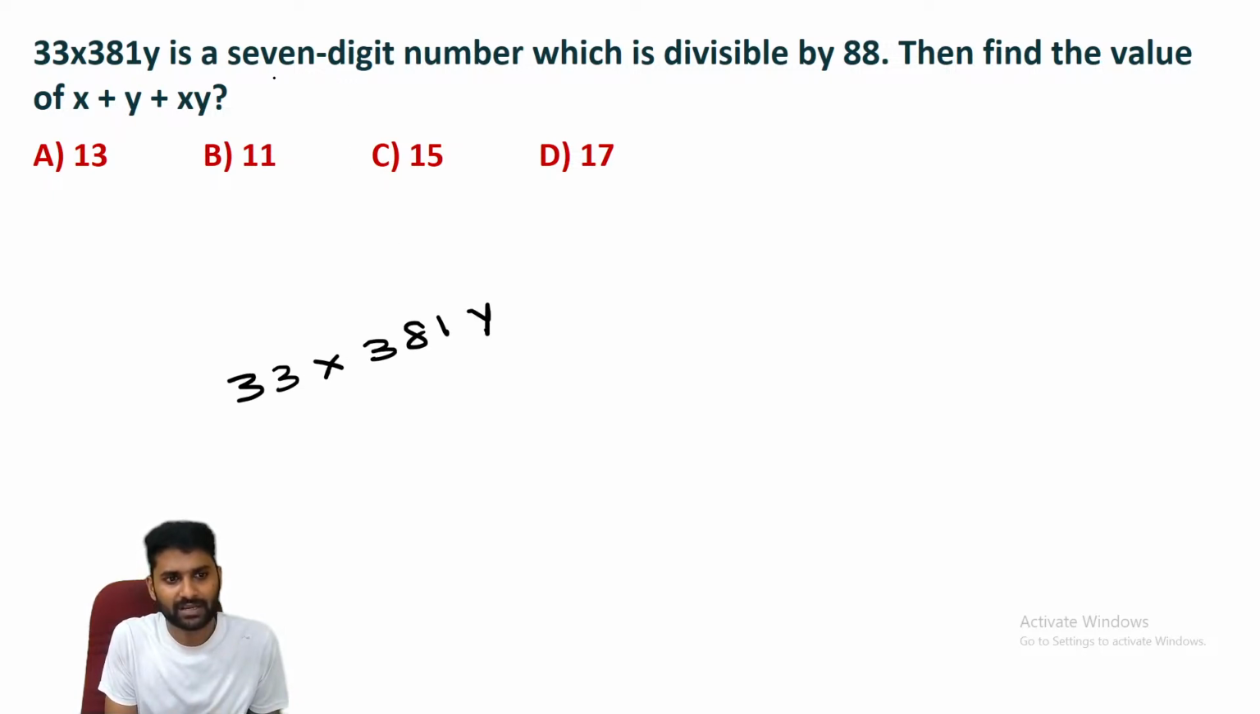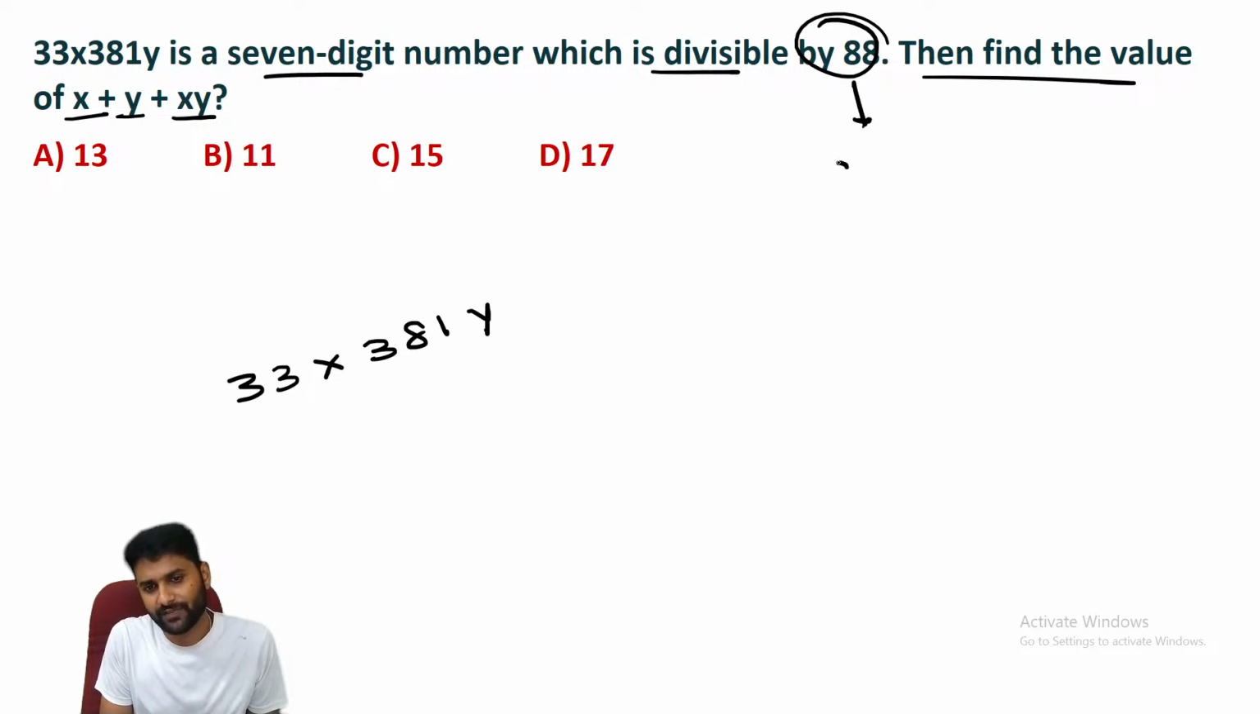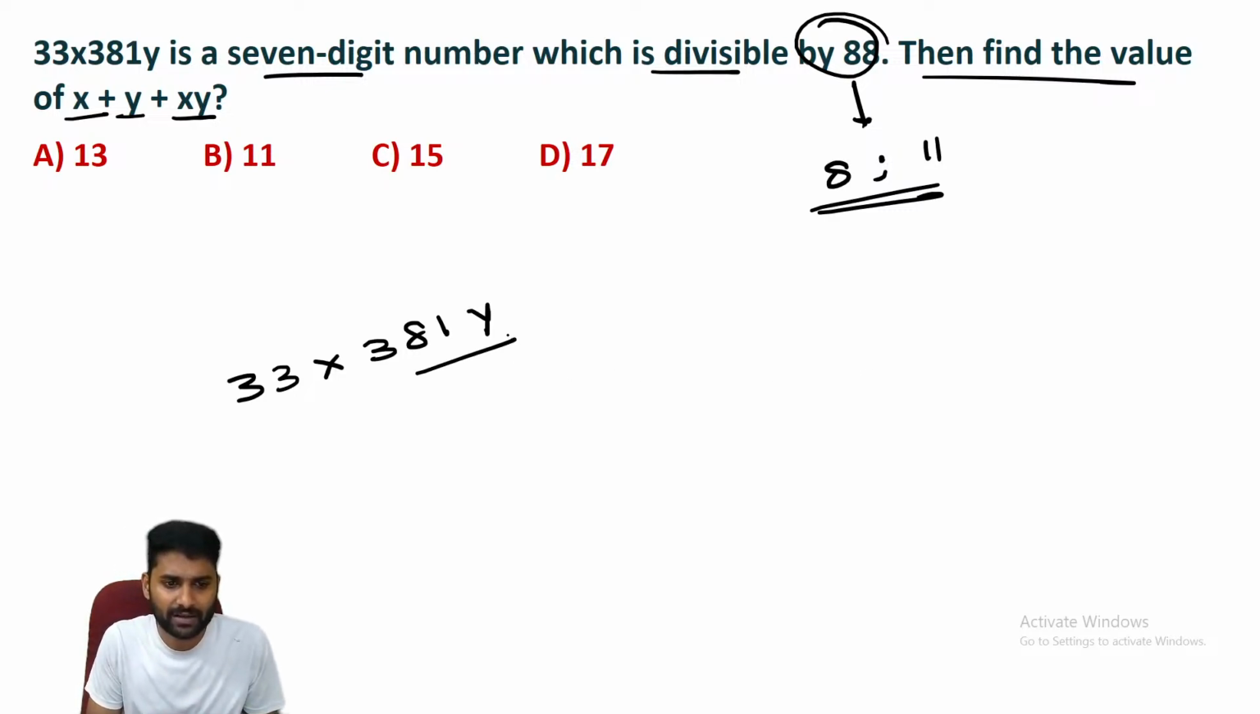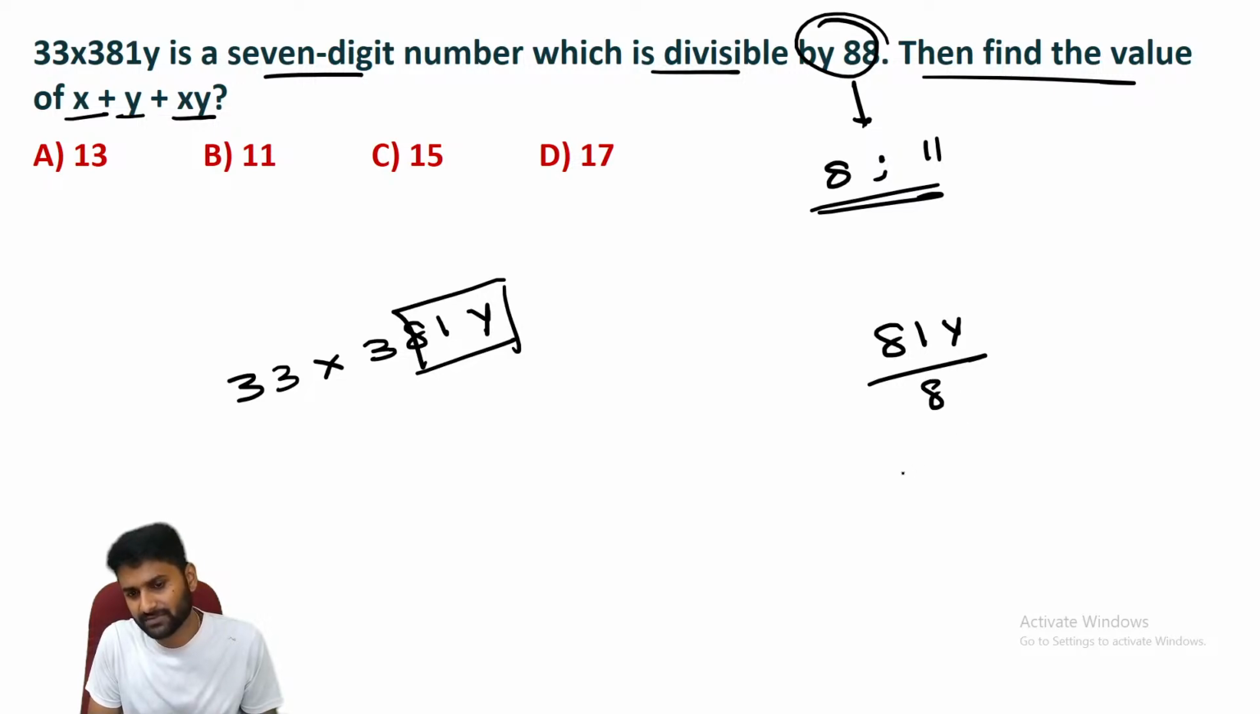There is a 7-digit number P3X381Y which is divisible by 88. Then find the value of x plus y plus x into y. If a number is divisible by 8 and 11, then the overall number is divisible by 88. The basic property of 8: pick the last three digits. If the last three digits are divisible by 8, then the whole number is divisible by 8.